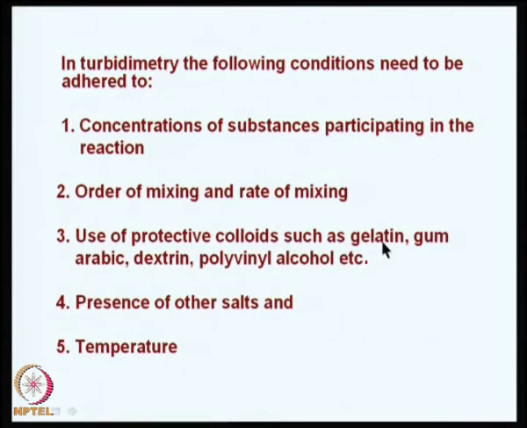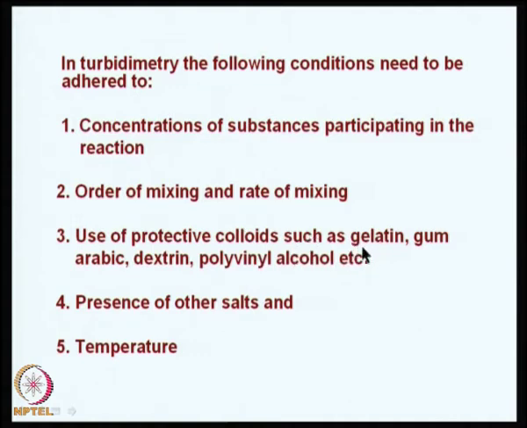To make the system stable, what you need is to increase the viscosity of the sample. When the viscosity of the sample increases, the settling velocity of the particles will decrease. Therefore, within a reasonable amount of time, you should be able to get reproducible results. Now, you can use protective colloids such as gelatin, gum arabic, dextrin, polyvinyl alcohol, etc. All these substances increase the viscosity of the sample.